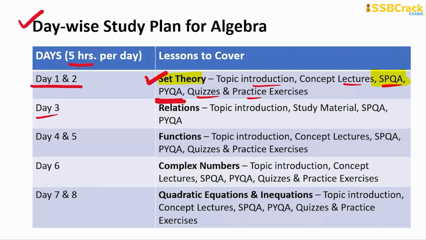And on day 3, I have given just 1 day for the next topic, relations, because it's an easy topic. You can easily fast forward the lecture if required, or you can directly study from the study material also, because you are left with just 50 days.